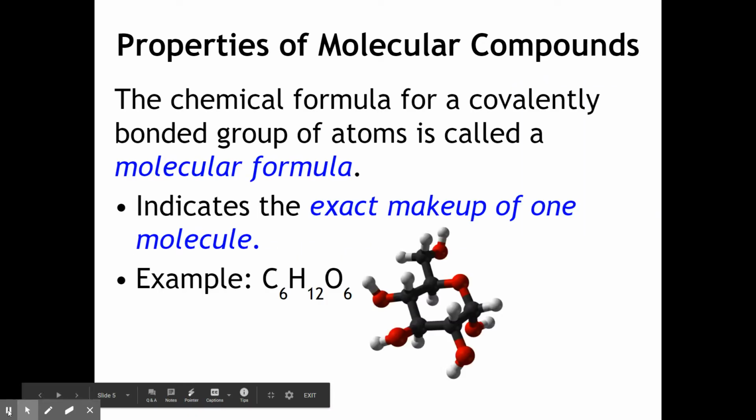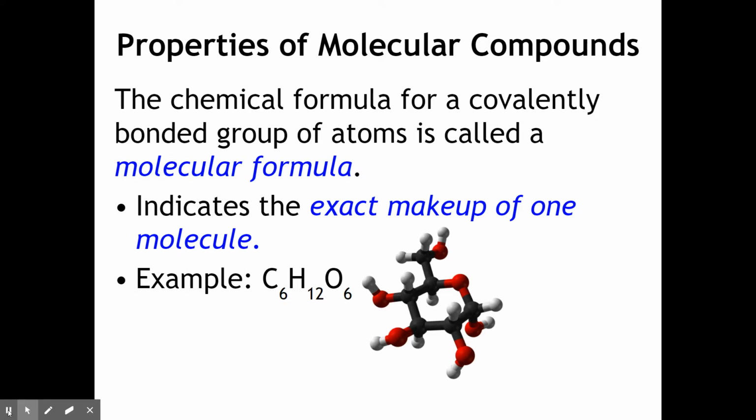The chemical formula for a covalently bonded group of atoms is called a molecular formula. It indicates the exact makeup of one molecule. An example might be C6H12O6. And that is a picture of what it looks like. So it tells you that there are 6 carbons, 12 hydrogens, and 6 oxygens in that molecule.